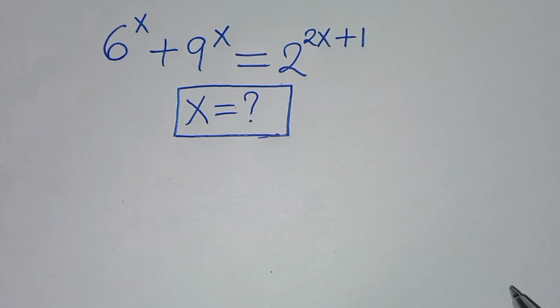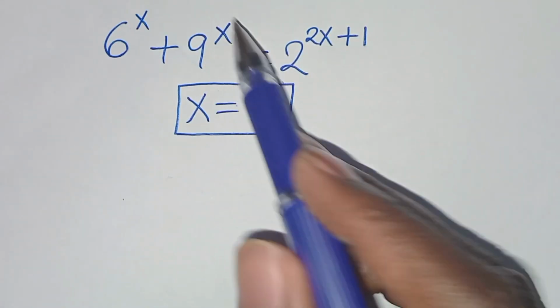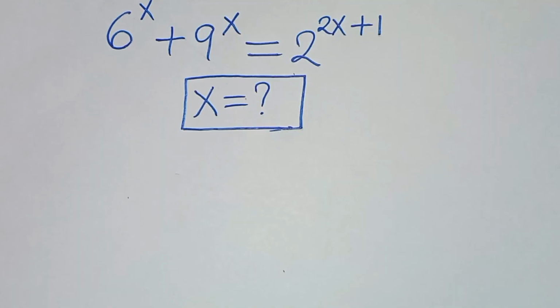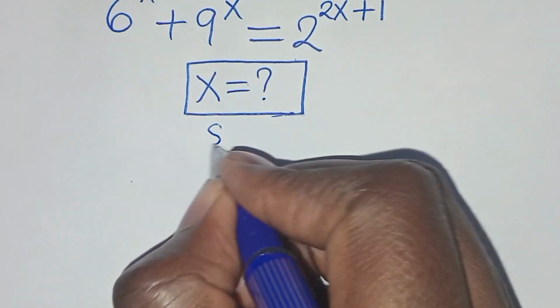Hello everyone, you're welcome to solve this nice algebra problem, which is 6 to the power of x plus 9 to the power of x. This is equal to 2 to the power 2x plus 1. Now, what is the value of x from here? So let's present the solution here.